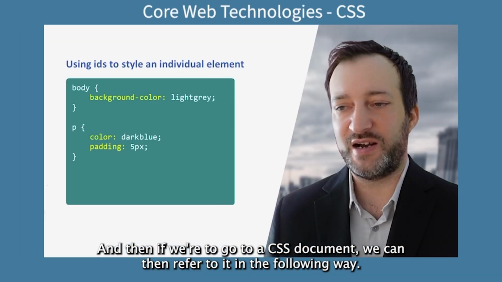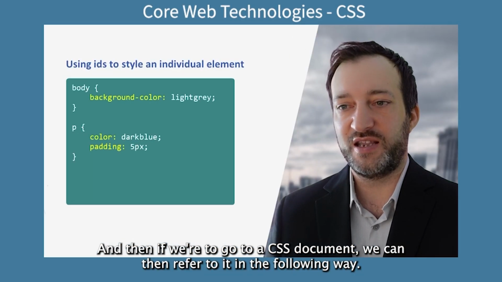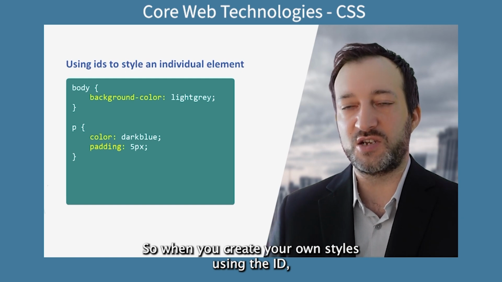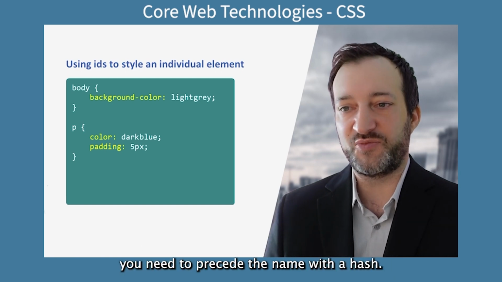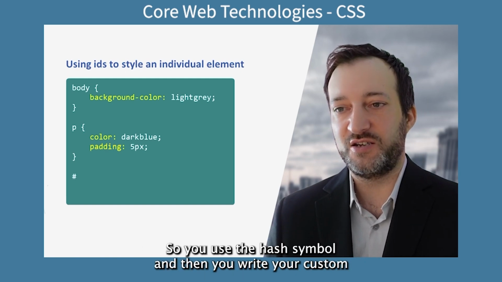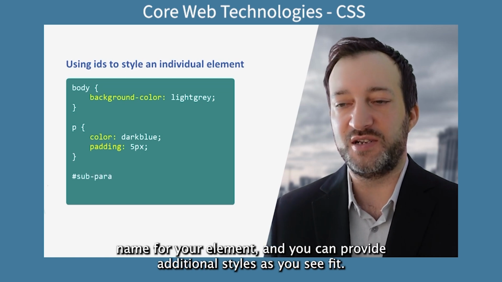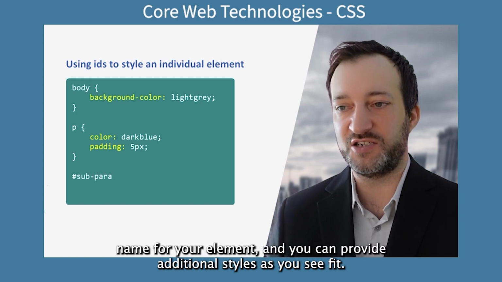And then if we were to go to our CSS document, we can then refer to it in the following way. So when you create your own styles using the ID, you need to precede the name with a hash. So you use the hash symbol and then you write the name, your custom name for your element, and then you can provide additional styles as you see fit.